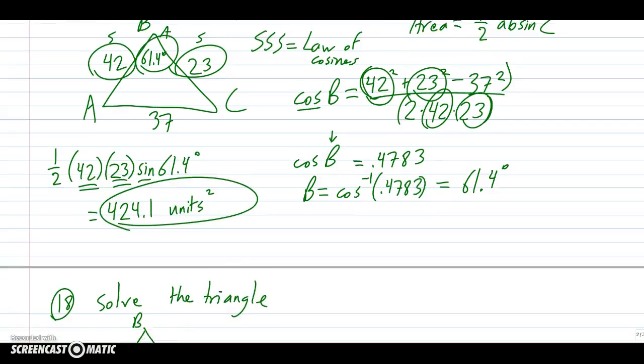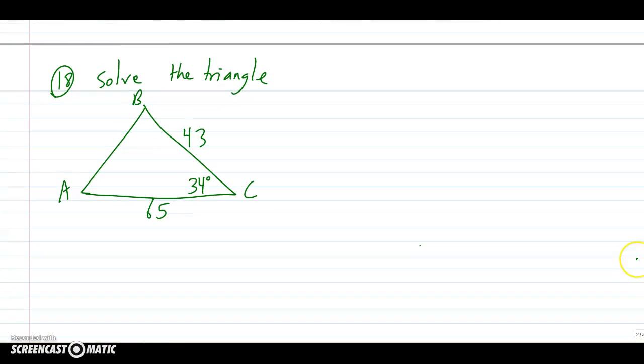Alright. Let me do one more here for you. Number 18 asks us to solve the entire triangle. And again, this is one you didn't have to do, but it's good to see this type of problem. So basically, when I say solve the triangle, I mean find everything else about it, which means we need to find the measure of angle A, we need to find the measure of angle B, and we need to find side length C.